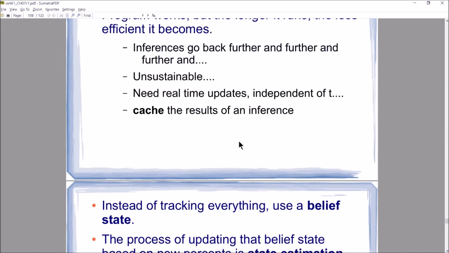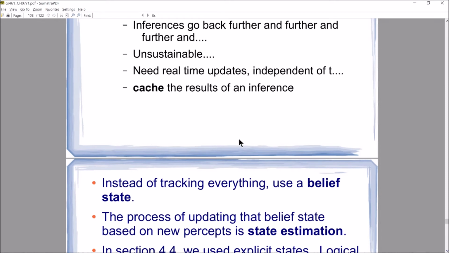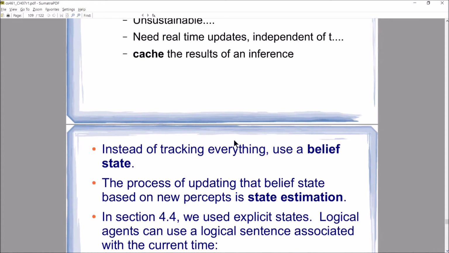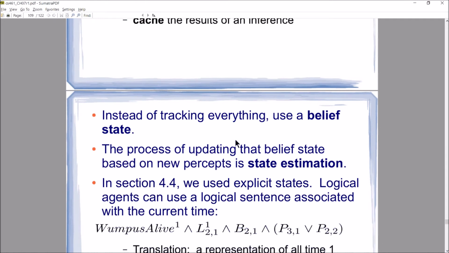So in what form could that take? Well, instead of tracking everything from the beginning of time, we could replace that past history of all those percepts and all of their potential inferences with a belief state. This is going to contain the same representation of all of the possible current states of the world, but instead of using explicit states like we did before, we can use a logical sentence. The process of updating that belief state as you're getting new percepts has a term, and that term is state estimation.